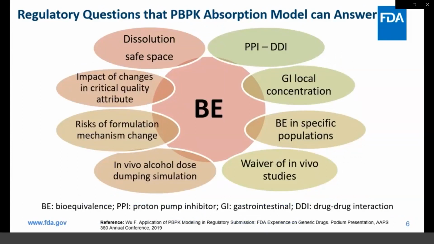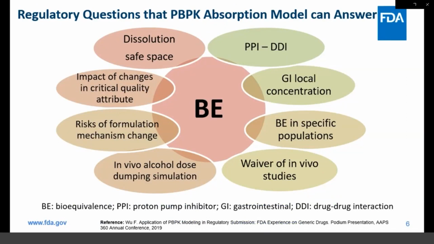This slide shows the regulatory questions that PBPK absorption model can answer in generic drug development. They are all related to BE assessment, including setting dissolution safe space, evaluating the impact of changes in critical quality attribute, assessing the risk of formulation mechanism changes, etc.